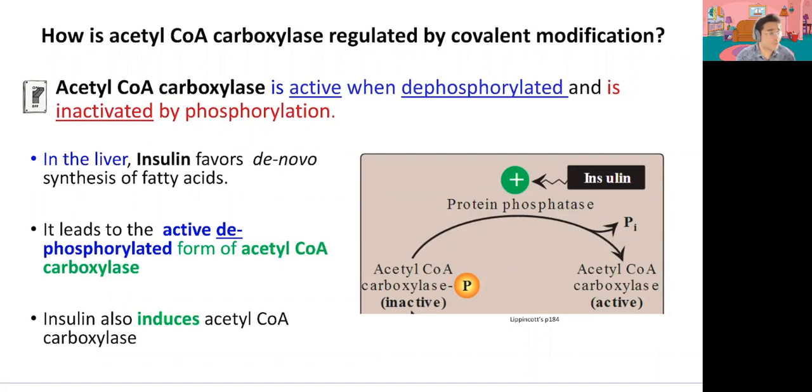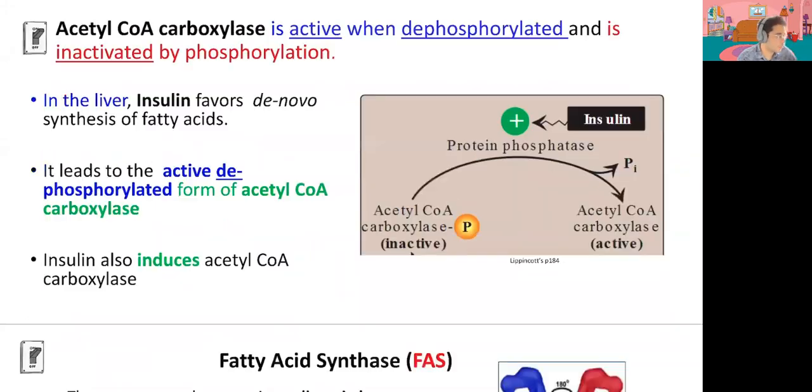Acetyl-CoA carboxylase is active when dephosphorylated. Guess what's dephosphorylating it? Insulin, right? Insulin is a primary dephosphorylator, and the enzyme is inactivated by phosphorylation, because remember, you want to primarily store when insulin is dominating. Glucagon is going to phosphorylate it, especially glucagon and your epinephrine, norepinephrine, all those factors. So keep that in mind. It's going to be critical. It leads to the active dephosphorylation of acetyl-CoA carboxylase, and insulin will induce acetyl-CoA carboxylase.